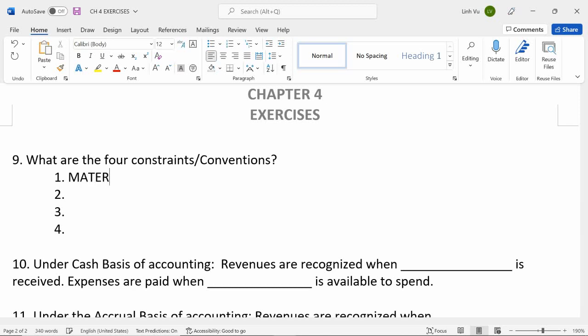Materiality, cost benefit, conservatism, industry practice.